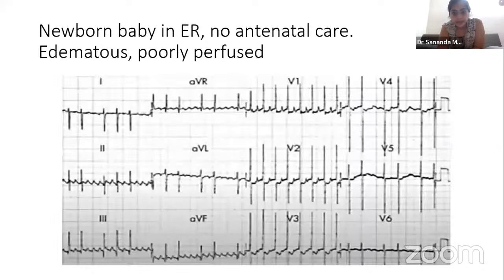And then with the same type of ECG, we get another baby, a newborn with no antenatal care, who comes with poor perfusion, edema, and poor feeding. This is also a narrow complex tachycardia. If we look at the morphology of the P waves very closely, there's a sawtooth-like P wave and constant P wave activity present. In contrast to the atrial ectopic tachycardia, there is no break in between the P waves. So this is actually atrial flutter, which is not very uncommon in the neonatal age group.